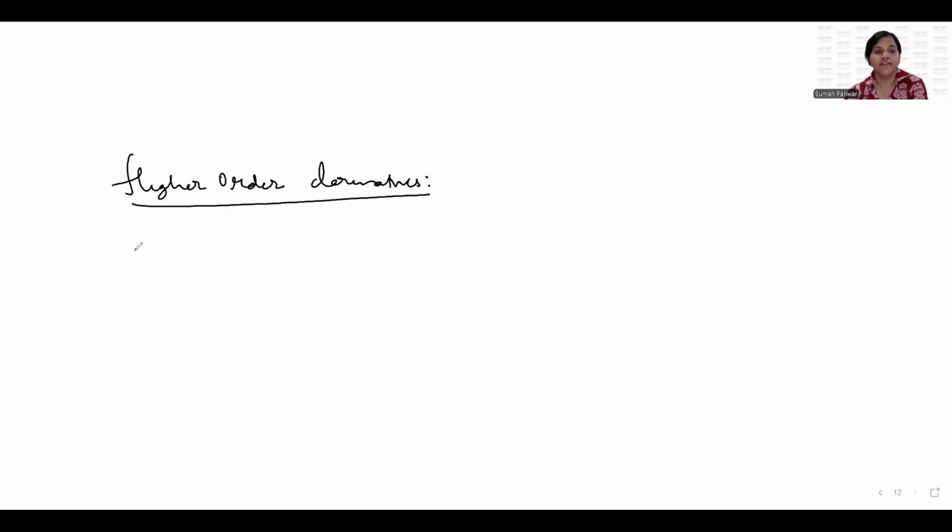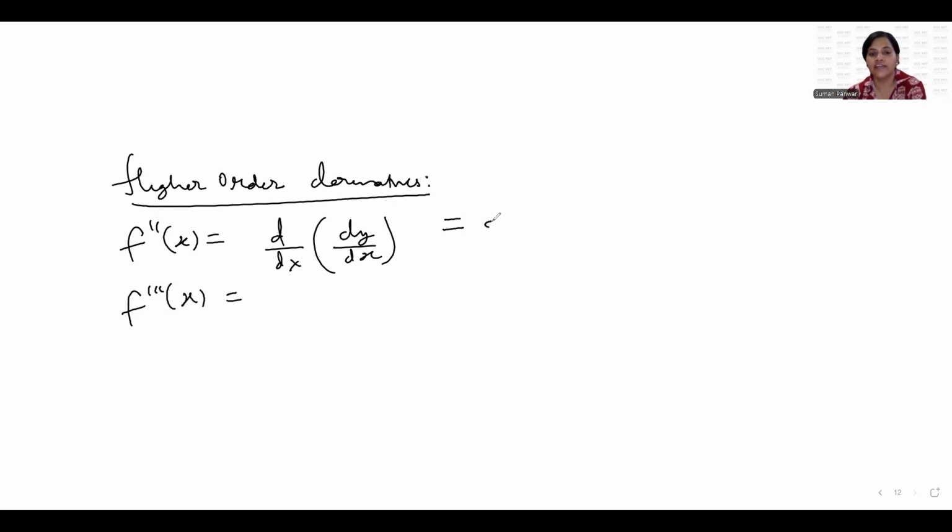All right. Now, we also have higher order derivatives. So what are higher order derivatives? Higher order derivative means I want to find f double dash x, which is nothing but d by dx of dy by dx. Similarly, f triple dash x. The second derivative is also written as d2y by dx2, the third derivative as d3y by dx3. That means we have to differentiate 3 times.